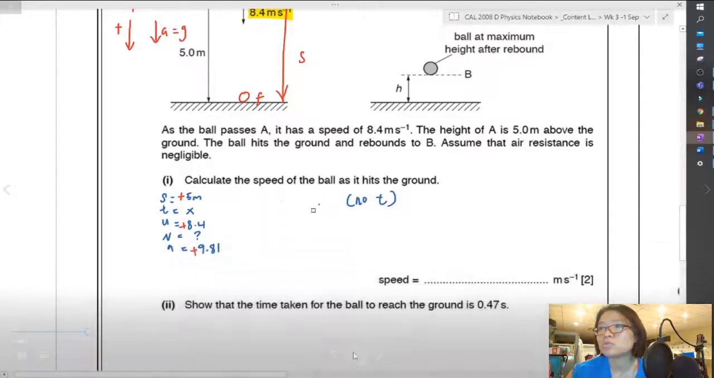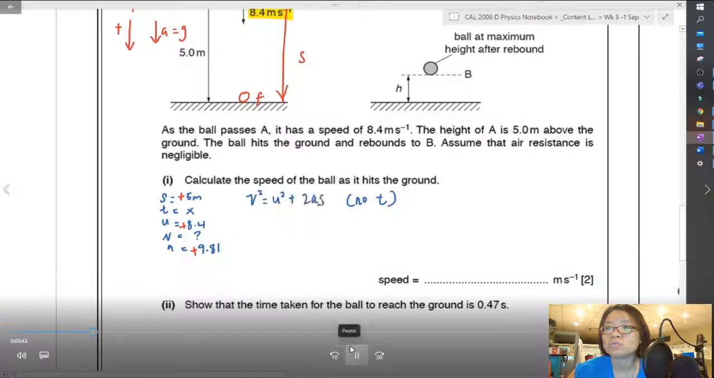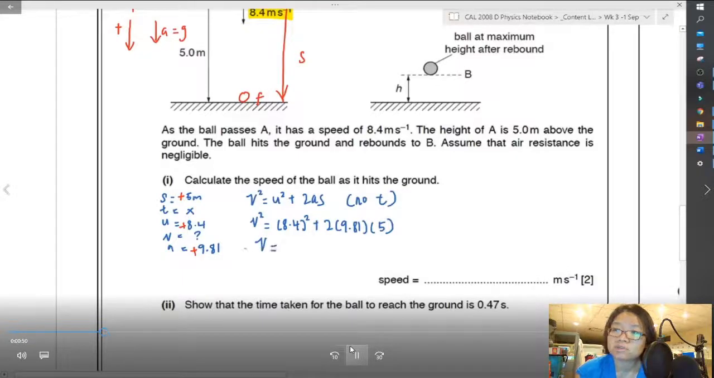So we're going to use the equation that has no t, which is v squared is u squared plus 2as. Substitute the values in based on the SUVAT. Alright. And then you can calculate the speed of the ball as it hits the ground. About 13 meters per second. Answer as usual, magnitude only.